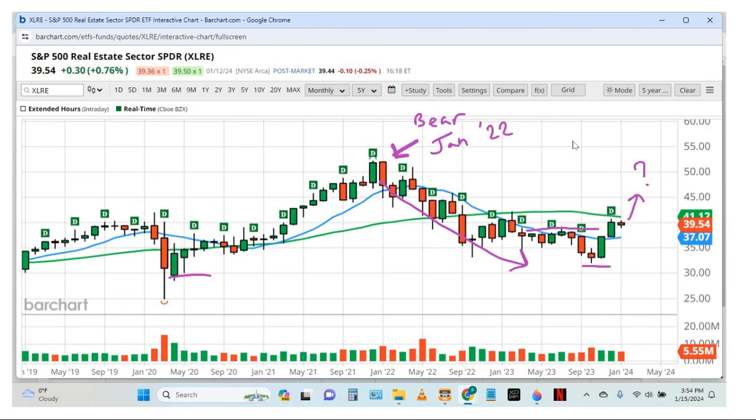Now, real estate, this is another interesting sector because real estate has been in a bear market since January of 22. Recently, it's had a nice turn up. It put in a little bit higher low, but can it continue? Can it follow through to the upside? If it can, I think that'd be very good for the economy, as real estate is a large part.